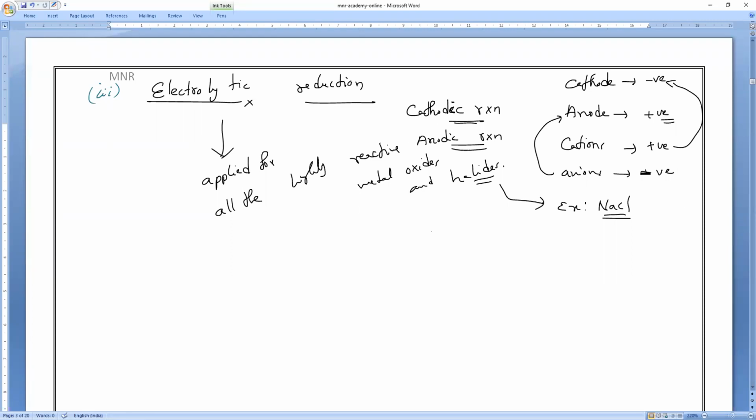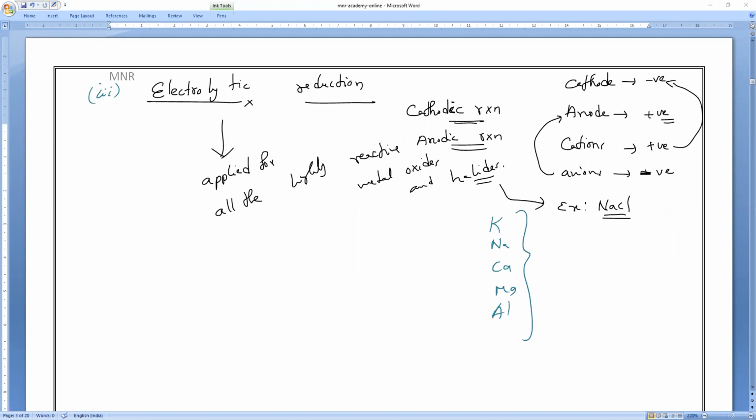So what are the highly reactive metals? Check it, everybody. Sodium, potassium, calcium, magnesium and aluminum. Till here we will say highly reactive metals. So for these metals, what is the technique we will use to separate them? What is the technique? Electrolysis process. Okay, so that is what you have to remember.